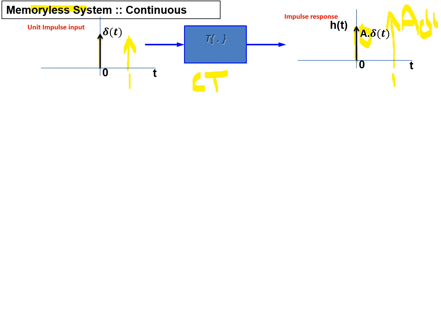Suppose the same system had memory, how would it have behaved? See the situation. This is memoryless, therefore h of t is equal to 0 for t not equal to 0. See the symbol of not equal to. That means for all values other than 0, h of t is 0. If this is the case, the system is memoryless. That is, h of t is equal to 0 for t not equal to 0.